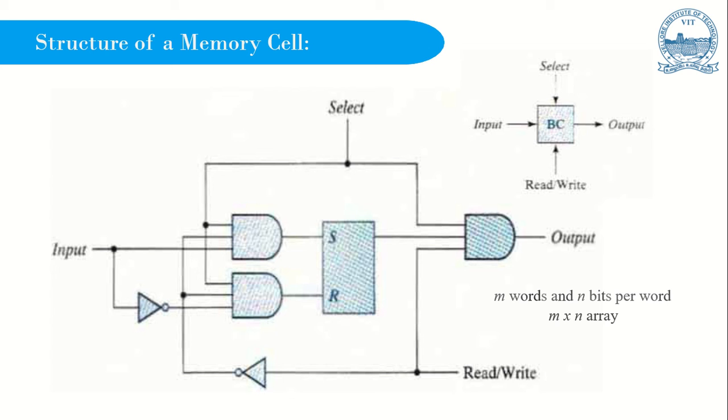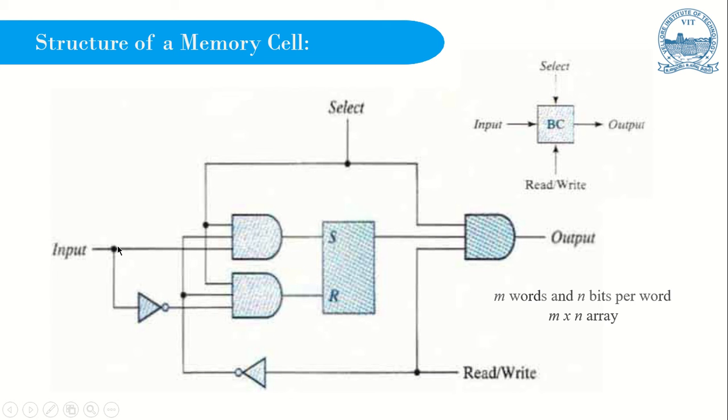If I want to perform a write operation, then again the select signal remains 1 and this read bar write signal should be given logic 0. Once this is logic 0, this output AND gate is disabled. Means whatever the changes are will never be reflected here. It will produce a 0 output. And if you see at this inverter, this is equal to 1. Now if I take these two AND gates which receive both the select input and the read bar write input, both are equal to 1.